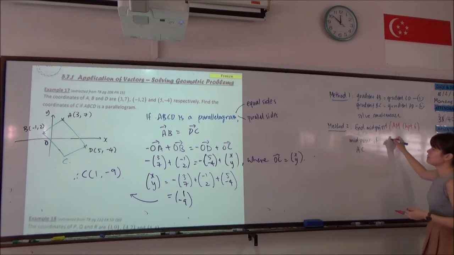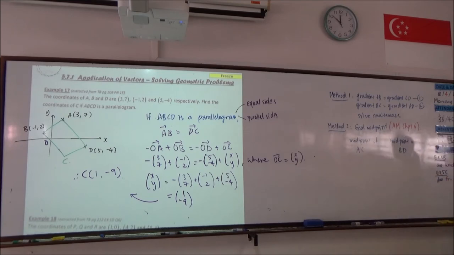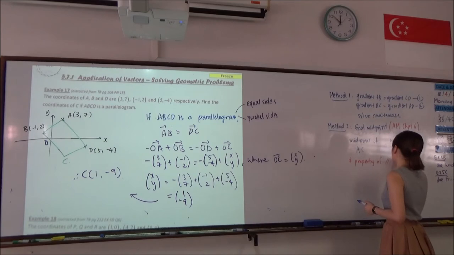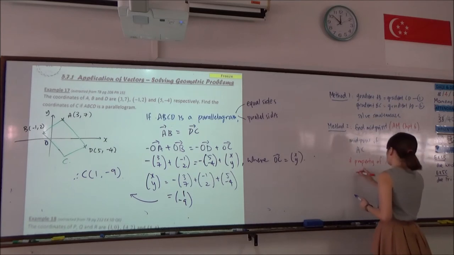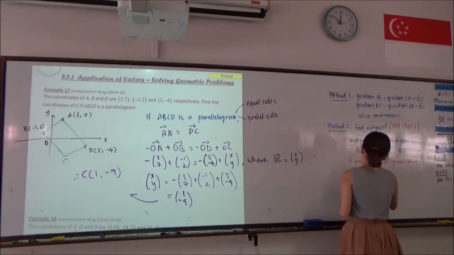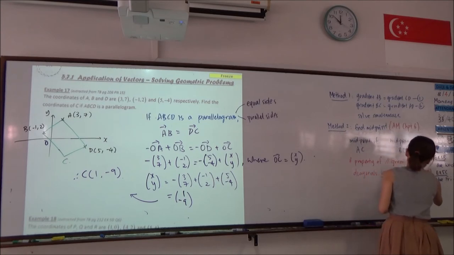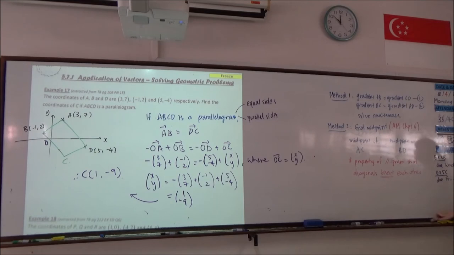AC will be midpoint of BD, because it's a property of your parallelograms that the diagonals actually bisect each other. That's why in A-Maths itself, after learning this, we have concluded that we shall not use simultaneous equations to solve anymore because that is too lengthy. Using a midpoint will skip having to do all these simultaneous steps.